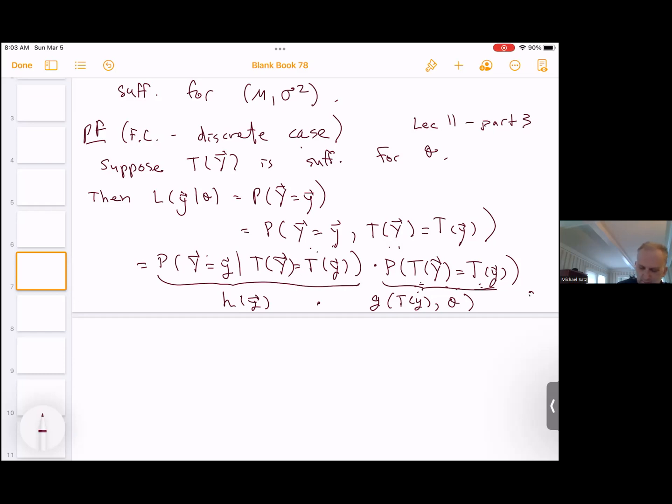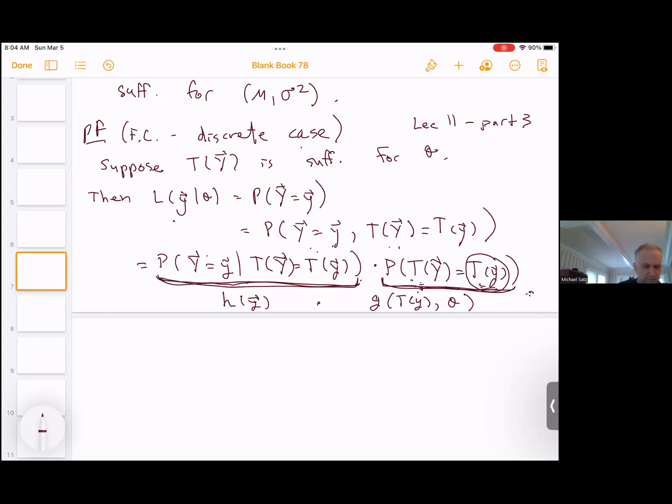Sorry about that if I sounded confused. Yeah, so I think this is good. Okay, so we showed that if T of Y is sufficient, we go through here and we get this factorization, and this is not a function of theta because T of Y is sufficient, and this in general is a function of theta, and as well it's a function of this T of little y. That's all that it's a function of.